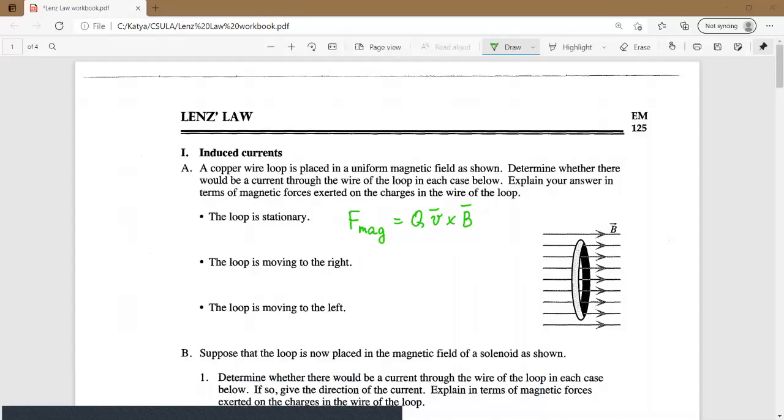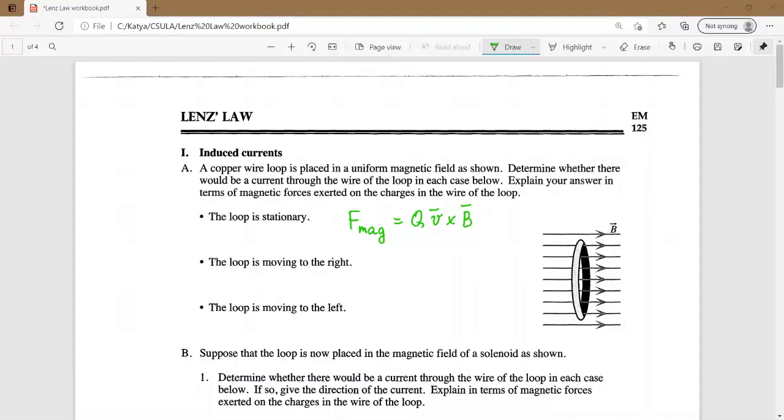Hello, everyone. This week we are doing Lenz's law. Lenz's law is a little bit tricky, so I want to go over basic questions you can have here and just maybe do one exercise out of 3 in each part to show you how they are supposed to be done. We're going to start with part 1, induced currents.